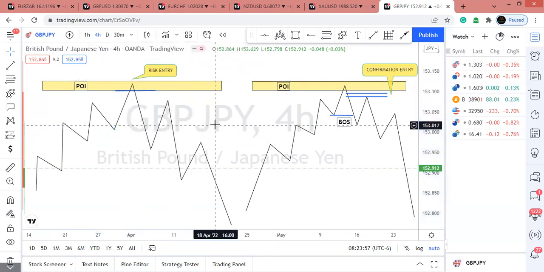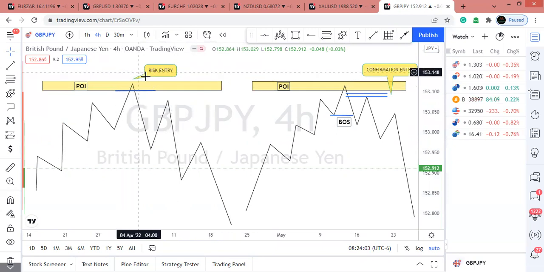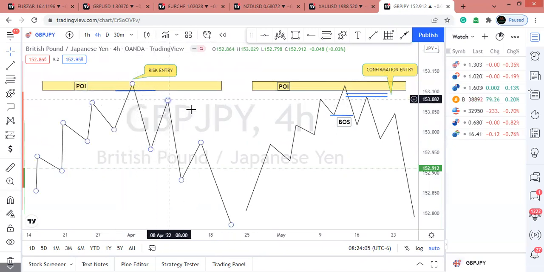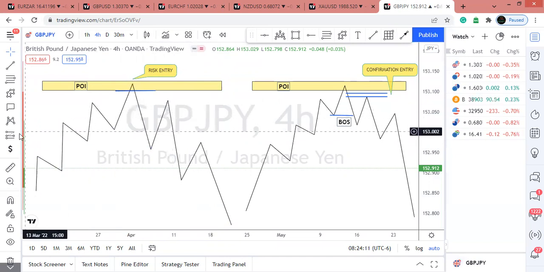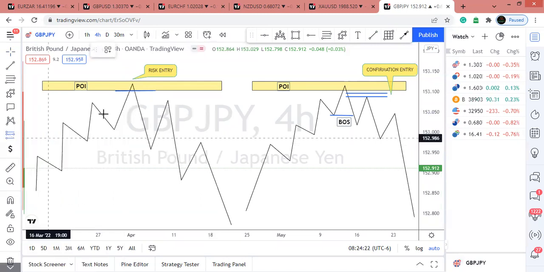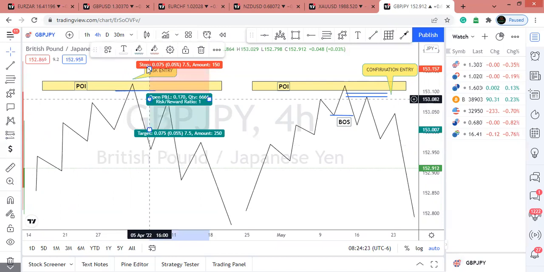So that's a risk entry, when you set your sell limit or your buy limit order in your POI without waiting for further confirmation, and you wait for it to ignite and you take your trade right from it. That's actually a risk entry.